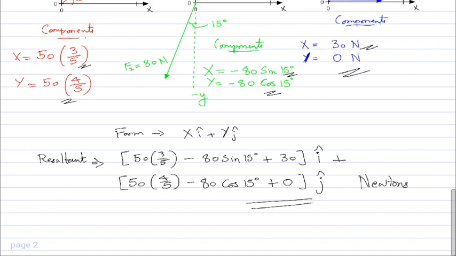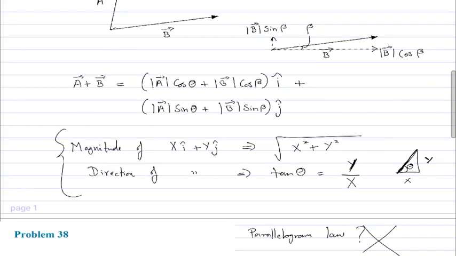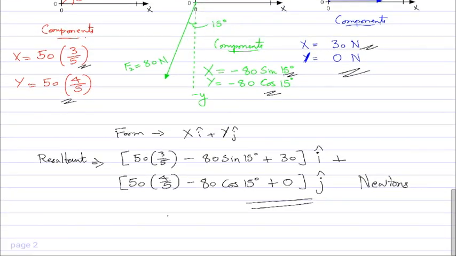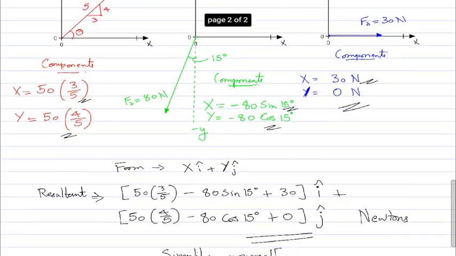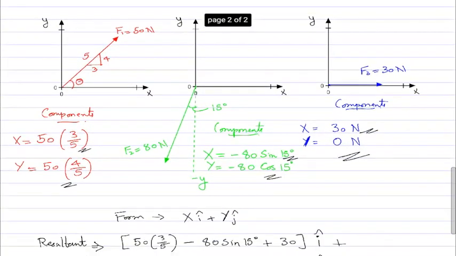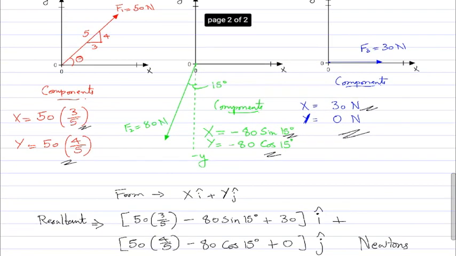So the problem might not have ended here. Sometimes they would ask you to find the magnitude and the direction of the resultant, and the way you do that is, remember, use these two formulas, right? So you can try that yourself as an exercise. So that is the way you solve problems with multiple forces acting on the same point, and if they ask you to find the resultant.